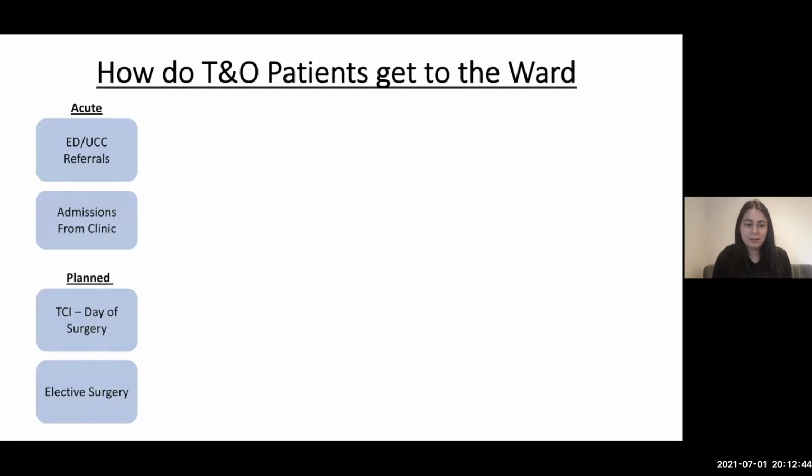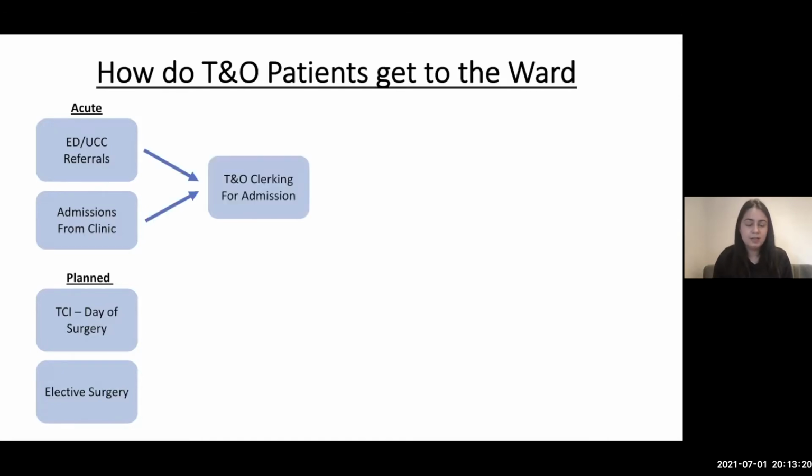The planned pathway is some of our trauma patients who are waiting at home with broken arms or legs. We tell them to come in on Friday or Thursday for their operation. So they'll come into the hospital for their specific operation and may stay over one night. And the last bit of the planned pathway is elective surgery. So elective surgery is our hip replacements, knee replacements, shoulder replacements, and other soft tissue operations. And these patients are often planned months in advance to come to hospital.